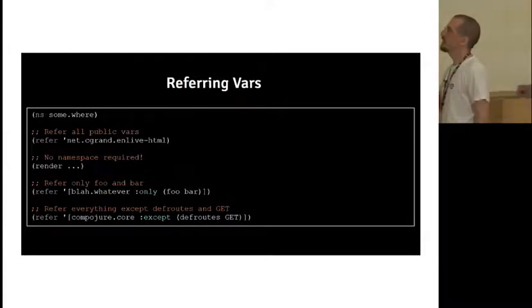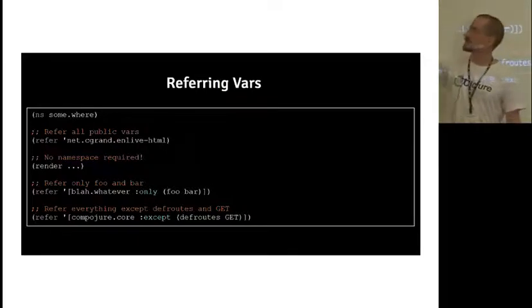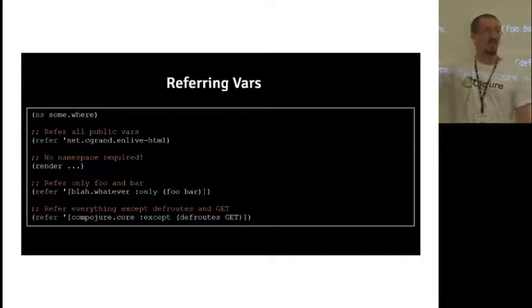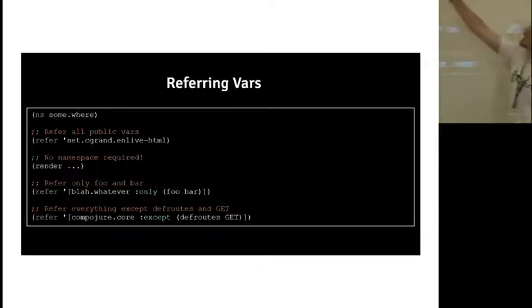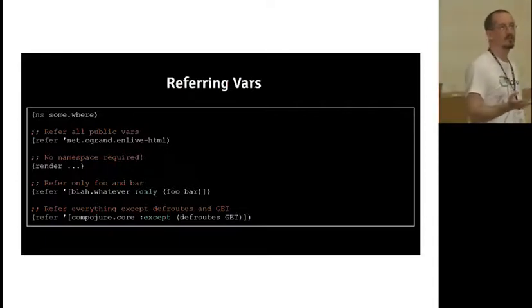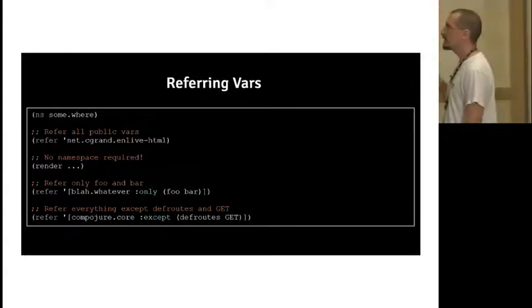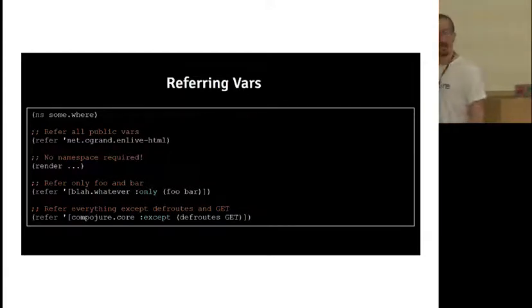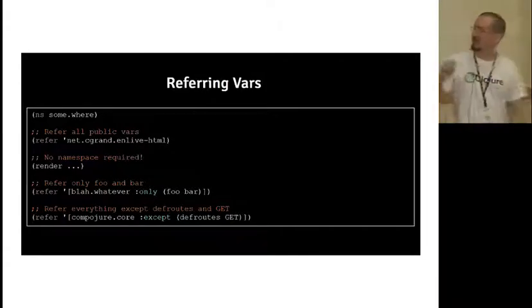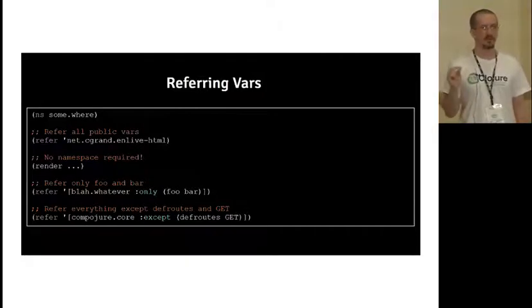So now, if I do this, there is an entry in the somewhere namespace for the symbol render, with no slash, right? That means net.cgrand.enlive-html/render. That's how come we can call render without a namespace, because we've referred it, we've sucked it in. There is a slight problem with this, or not so slight, depending on how you look at it, which is at the point where you just say refer, who's in control of what's in your namespace map?